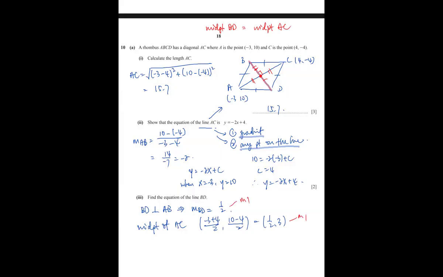Okay, the final step is pretty straightforward already. If you got these two pieces of information, you can find the equation already. So the equation is y equals half x plus c. You substitute this value in, half and 3. So when x equals half, y equals 3. So half times half plus c equals 3. So c equals 11 over 4. So your equation is y equals half x plus 11 over 4.